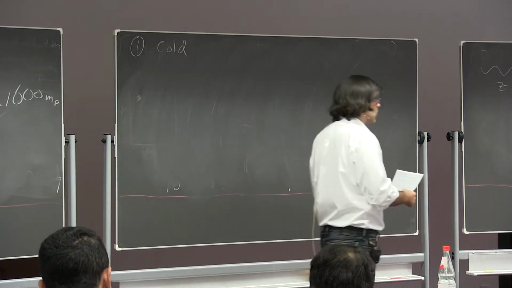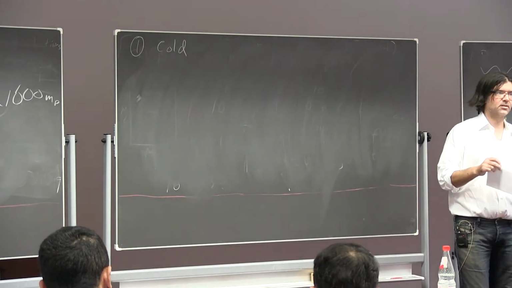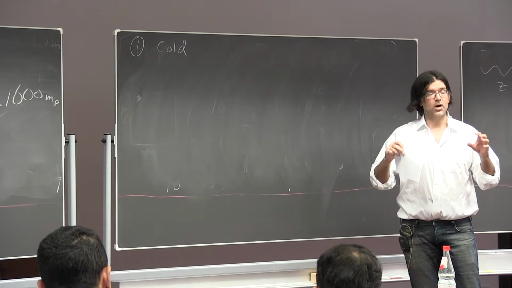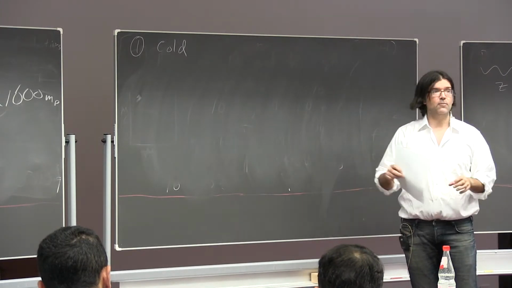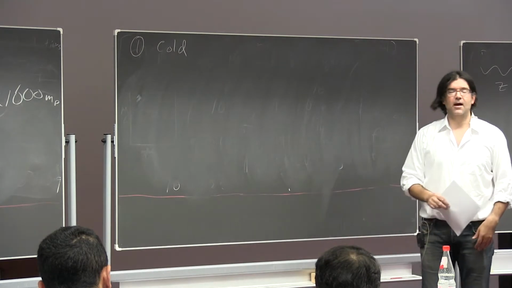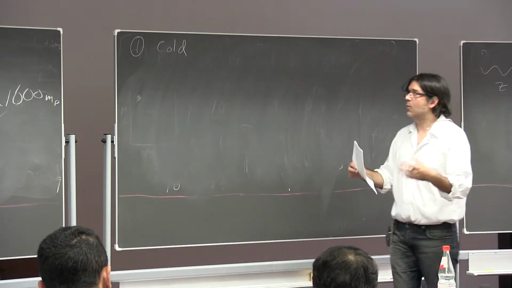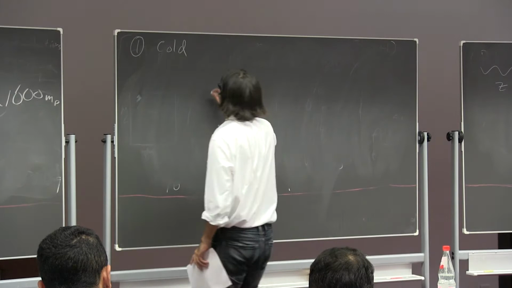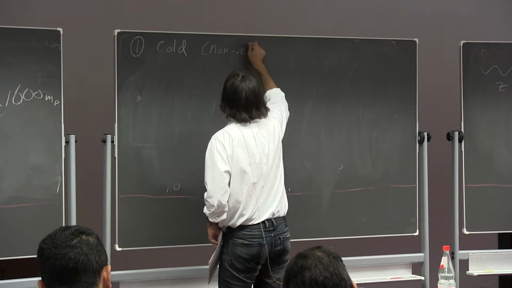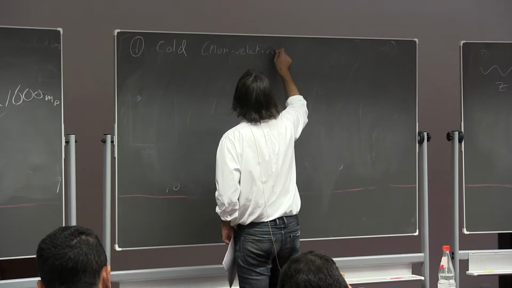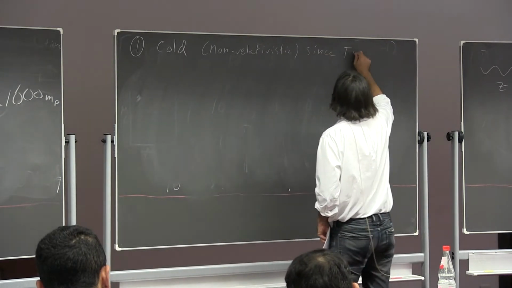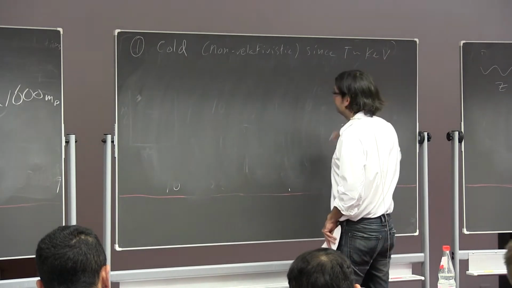So when you talk about cold matter, it's a little ambiguous what you mean. You might mean the stuff was cold at formation. You might mean that it became cold early on. But what it really effectively means is that this stuff has been cold, so that is non-relativistic, since temperatures of a keV and below.